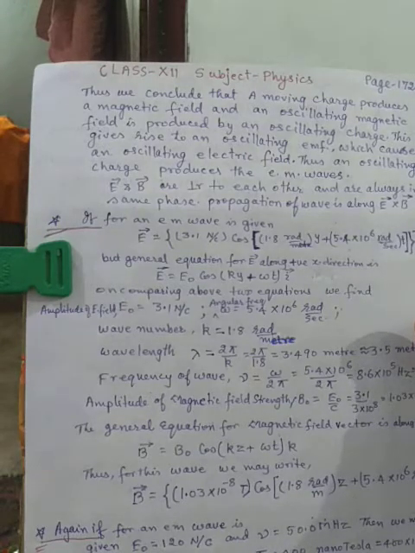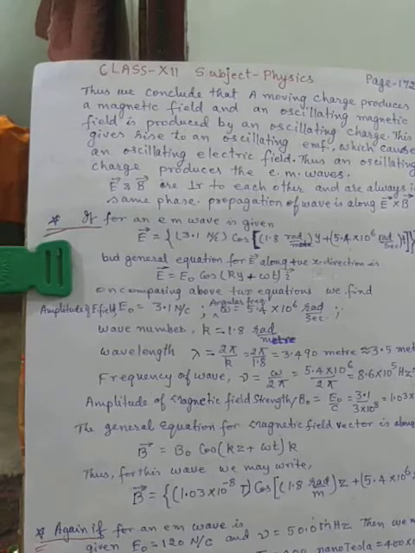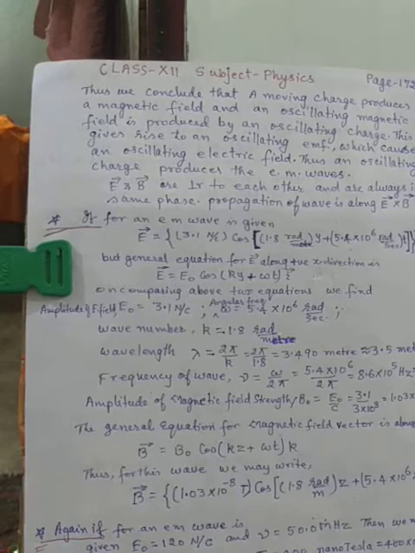Now, for better understanding of electromagnetic waves and dealing with them, we are taking an example. Let an electromagnetic wave be represented by E equal to 3.1 newton per coulomb cos(1.8 radian per meter y plus 5.4 into 10 power 6 radian per second into t) multiplied by i vector. Then the general equation for the electric field along the x-axis is given by E equal to E0 cos(ky plus omega t) into i.